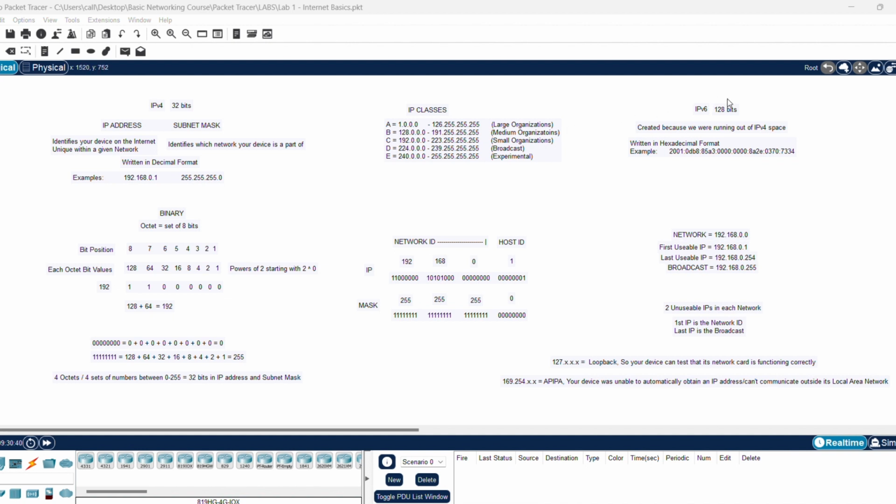Now for IPv6. In contrast to IPv4, it is a 128-bit number, which is a lot bigger. It means that it can handle a lot more users on the internet. This was created because we were running out of, and are actually out of, IPv4 address space. There's no more new IPv4 addresses being handed out. And these are written in hexadecimal format and would look like this. Now, don't worry too much about IPv6 right now. We're not going to cover it in this course.